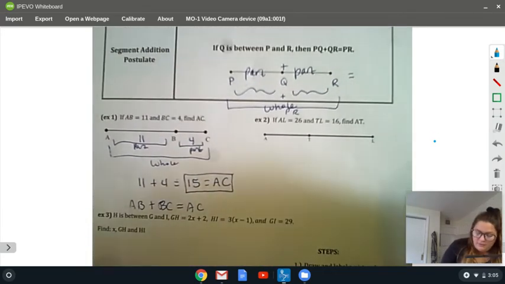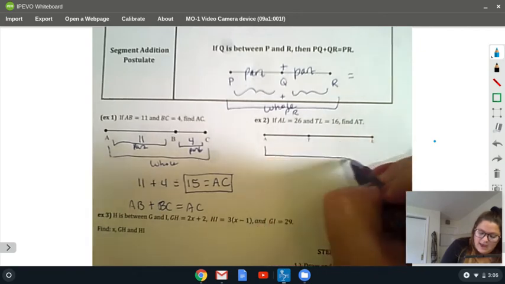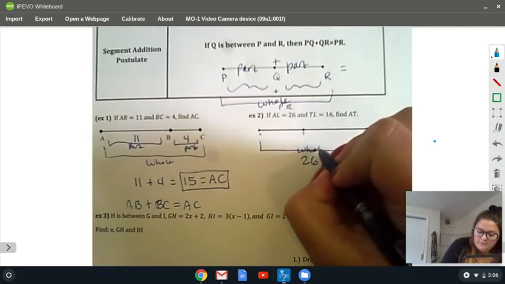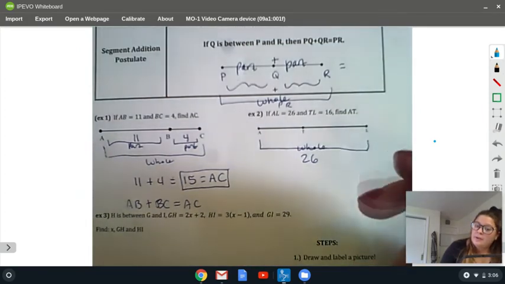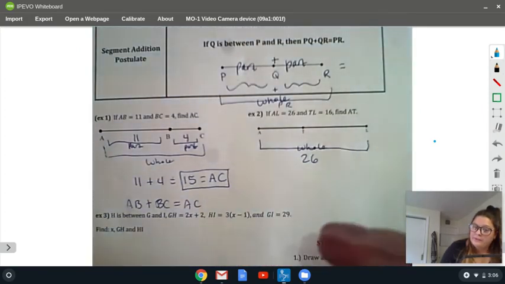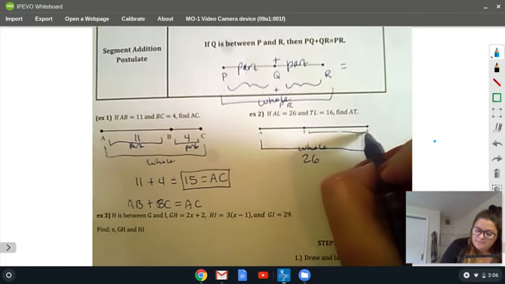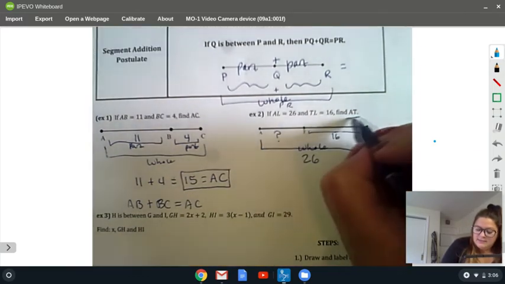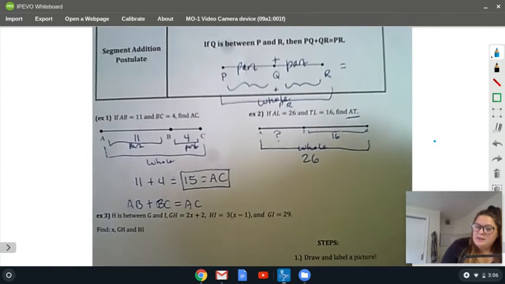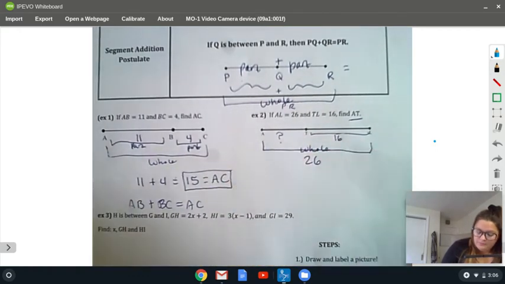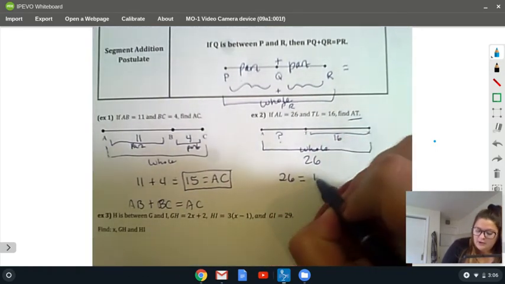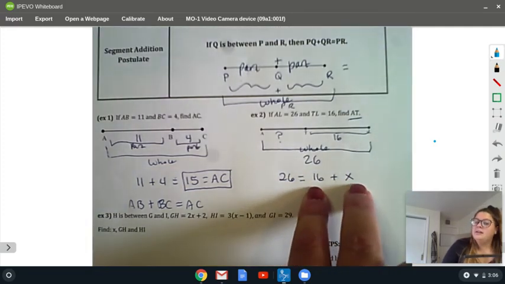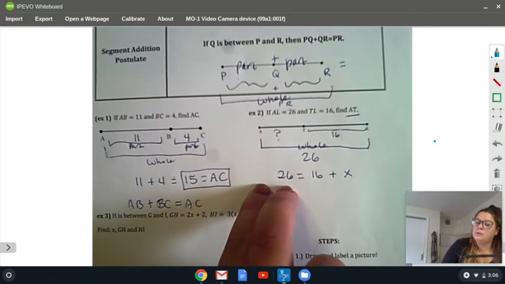Another example of this over here, if AL is 26, that's the whole thing. Now they're going to give me a part. So now I'm going to have a part and a whole. So it's a little different. So TL is 16. I'm missing AT. They want me to find AT. Now, if I know a whole and then I know a part, that means if I add this other part, these two parts should still equal the whole thing.